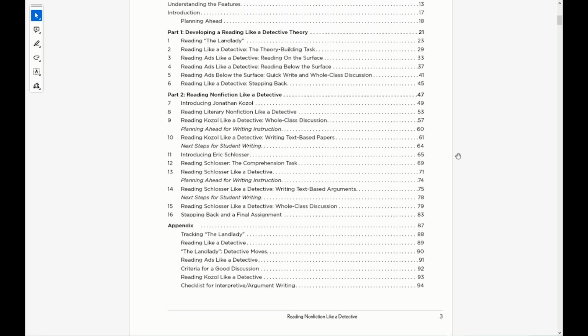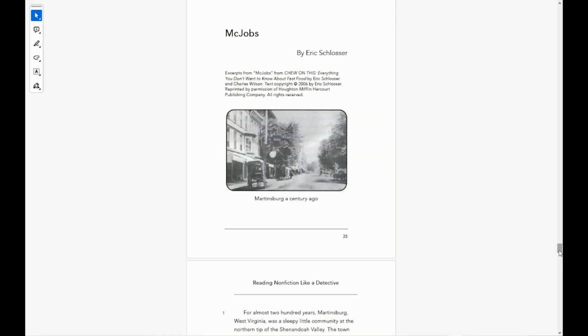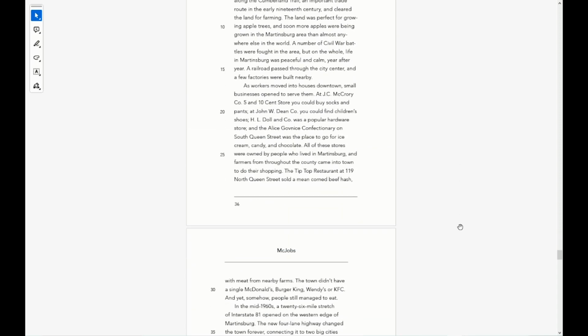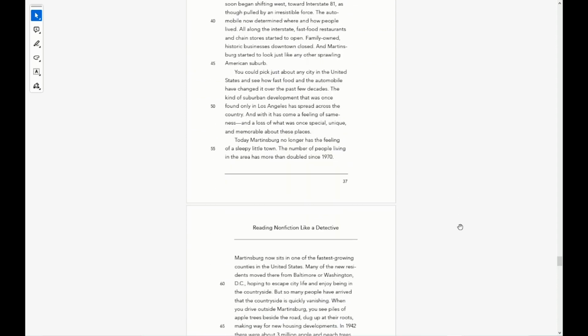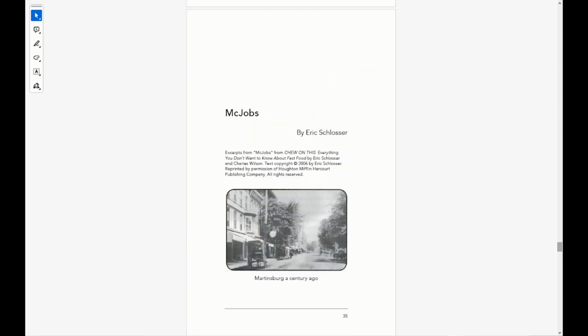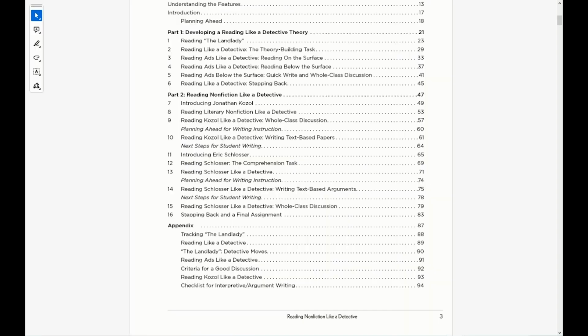Once students have worked through the text by Jonathan Kozol, they're going to then read a text by Eric Schlosser, and that is from his work McJobs. And this selection is really about all of the different ways that a fast food company moving into a typical suburb affects that town over time. So it's addressing the town, the growth of the town, the changes in it, the people, and especially the teenagers who are employed by that corporation. There's a lot going on in that text. And so once again, we have an opportunity to read it on the surface and below the surface. We think about reading like a detective, and how does that help us uncover what's going on in here?